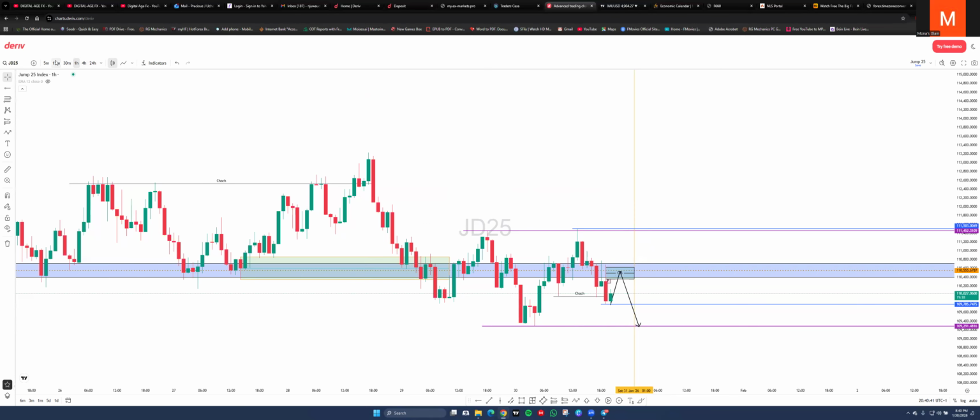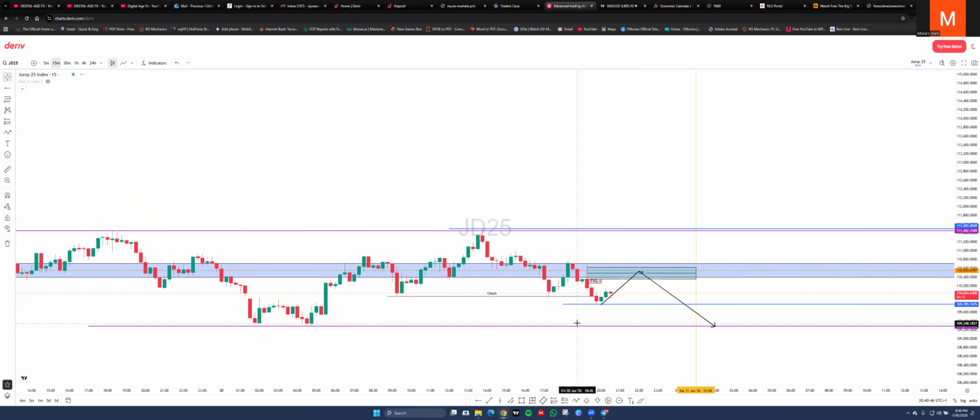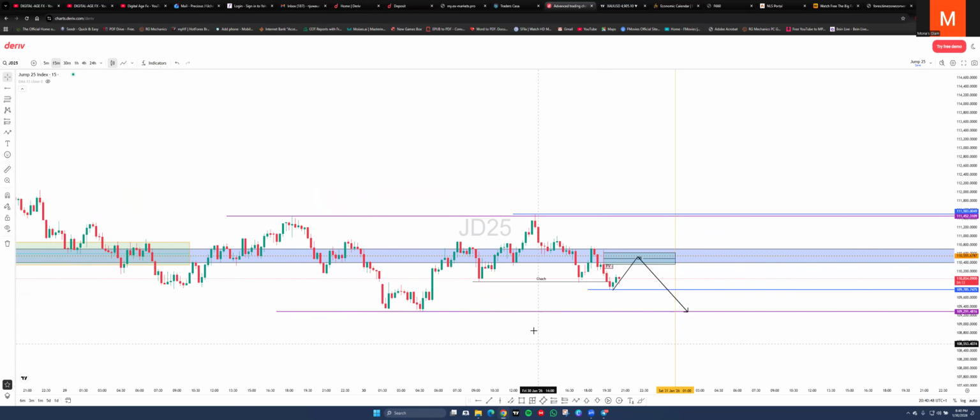So let's break it down to 15 minutes. I want to see what 15 minutes is up to. Our bias is already bearish. This is forming like a head and shoulders pattern, right? We have a full shoulder, a full head, then a full shoulder.